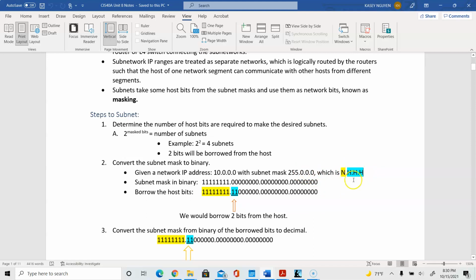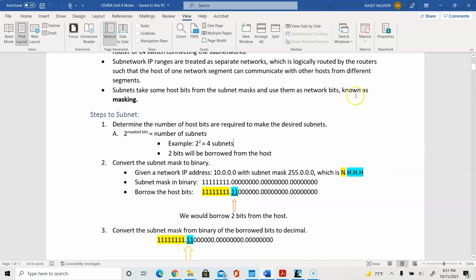So now if we move away from that class, if we lean into Class B or going into the host bits, we are going to have to borrow 2 bits in order to expand our network to 4 subnets. So that means that we will separate our larger network into 4 subnetworks, and we would use the routers or level 4 switches to be able to interconnect our 4 networks.